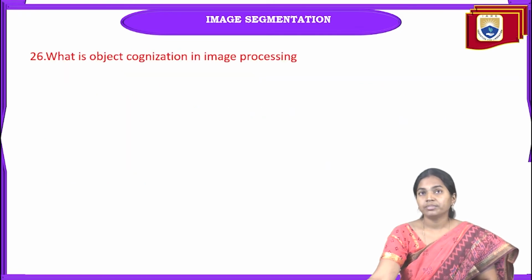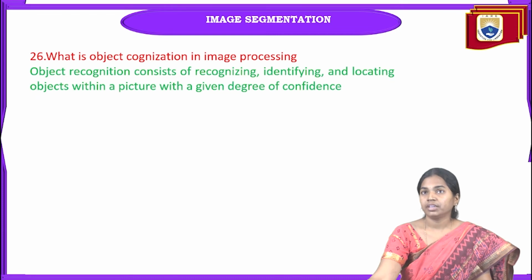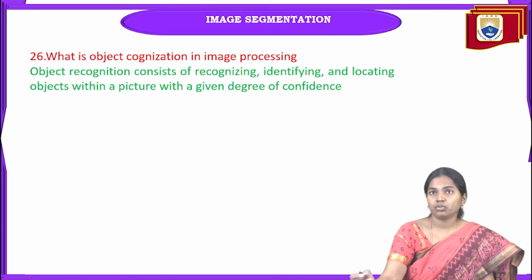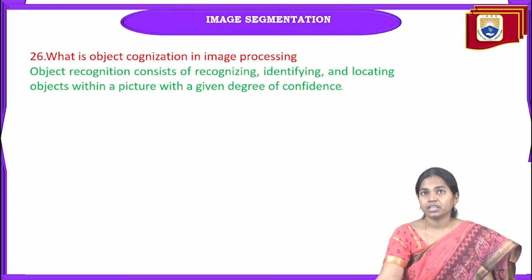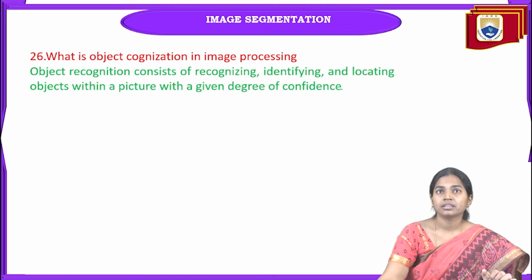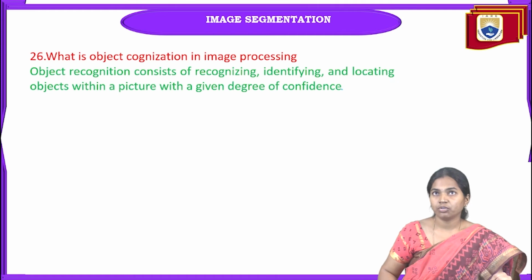And what is object recognition in image processing? Object recognition consists of recognizing, identifying, and locating objects within a picture with a given degree of confidence. So here, object recognition consists of recognizing, identifying, and locating objects within a picture with a given degree of confidence.